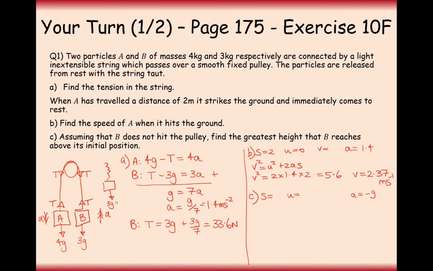And if we set 3g equal to 3a, we get g equals a. So acceleration is minus g. Why have I set minus g? Well, because I'm going to set velocity as 2.37 going upwards, so I need my acceleration to go in the opposite direction. I want to find s when the final velocity is equal to 0, because it reaches a maximum height. So it's another v squared equals u squared plus 2as.